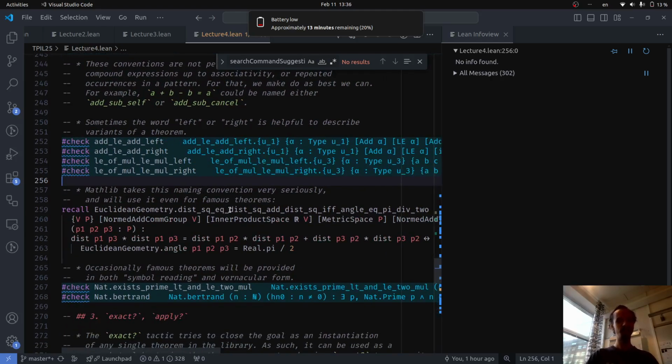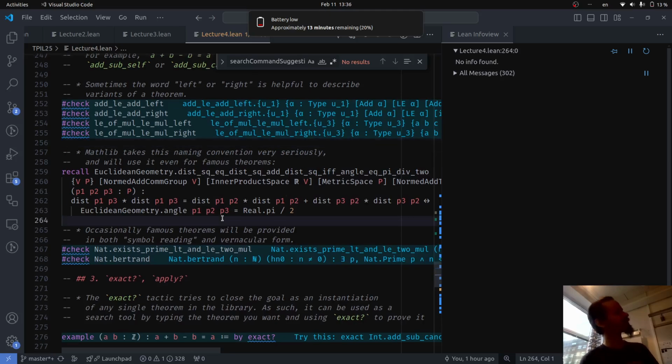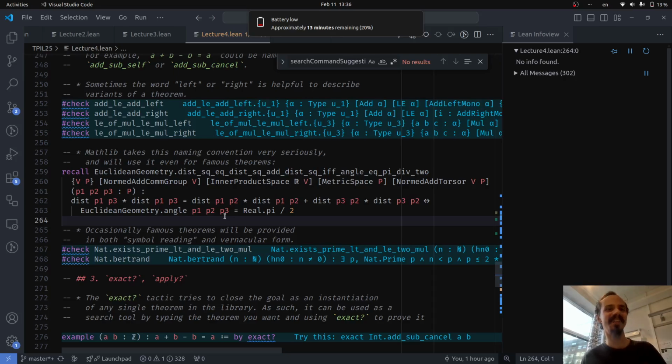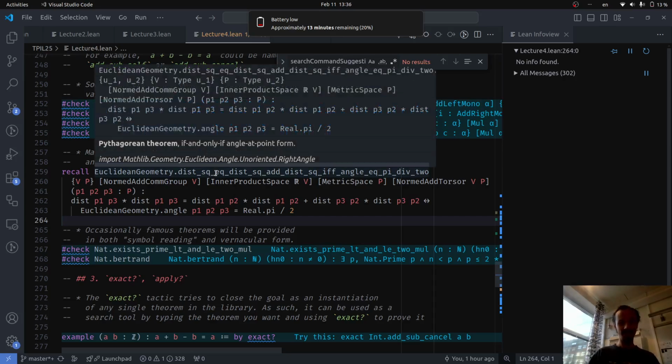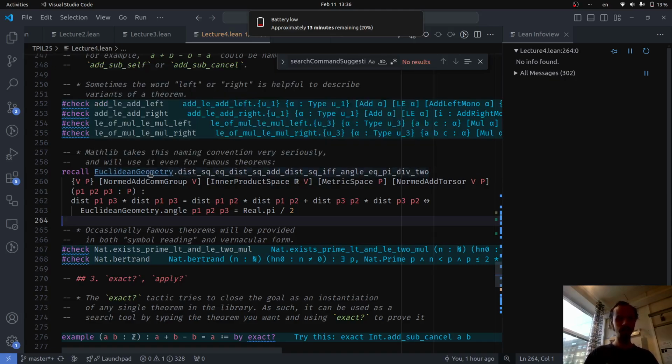Here is an example from deeper in Mathlib. Can anyone guess what this theorem is? It's a famous theorem. The Pythagoras theorem. That's right. This is the Pythagorean theorem, also known as dist_sq_eq_dist_sq_add_dist_sq_eq_pi_div_two, which is exactly what is written here. So if you look at the dot comma, you will see that it is the Pythagorean theorem.